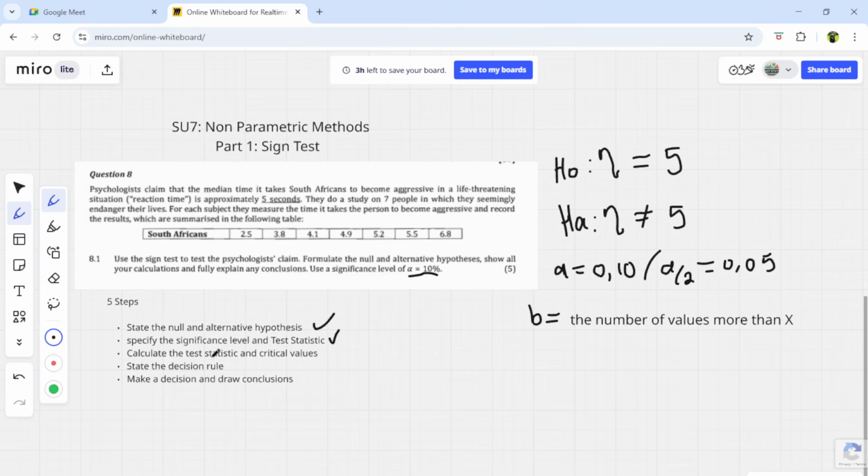Now, step number 3, calculate the test statistic. You see it says test statistic and critical values. So meaning that you're going to do some complex calculation, something you're not used to, but I'm going to show you how to do it. We're going to start with the test statistic.